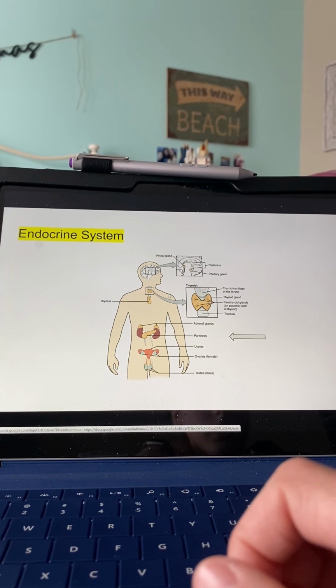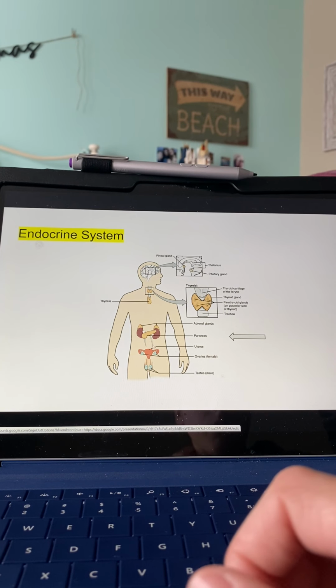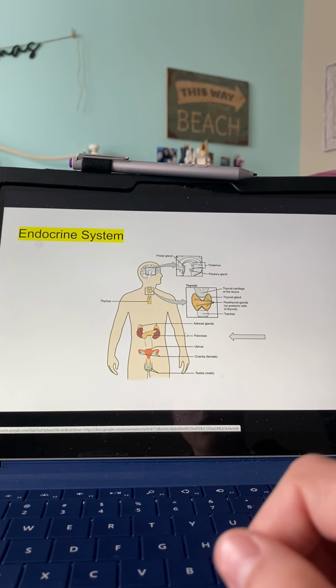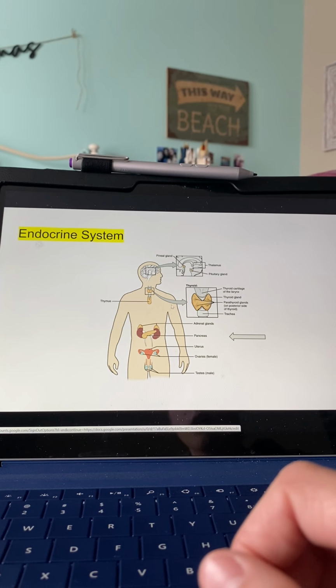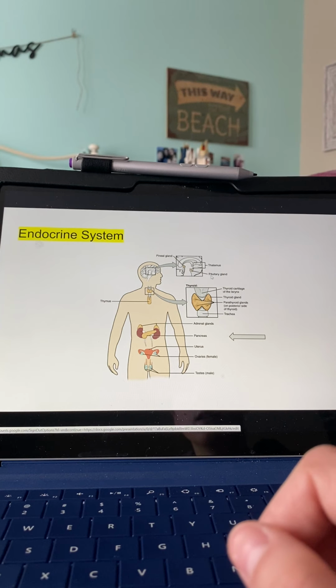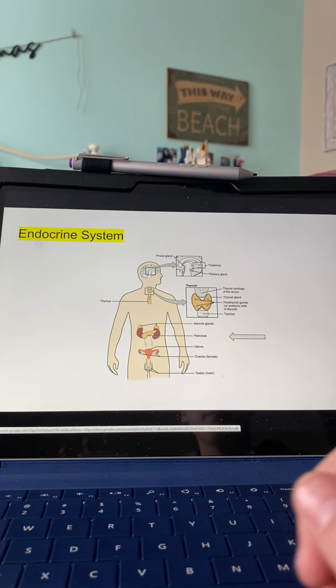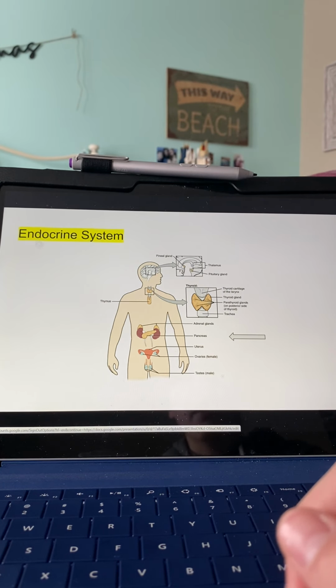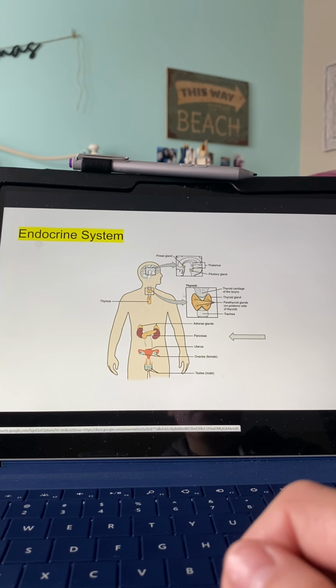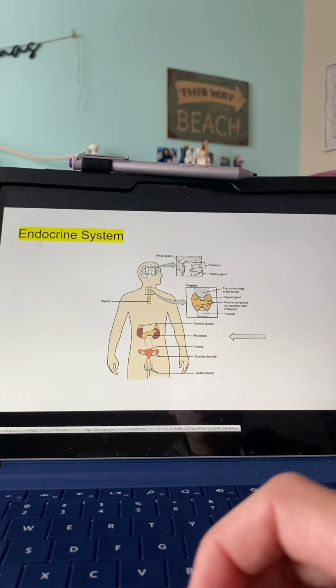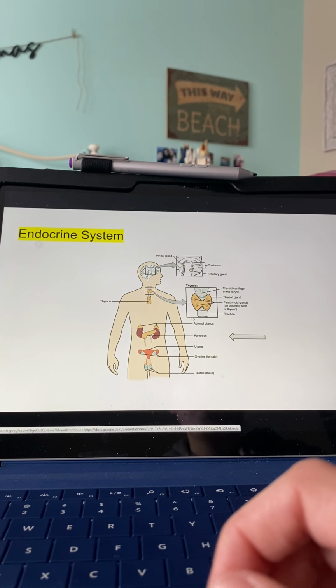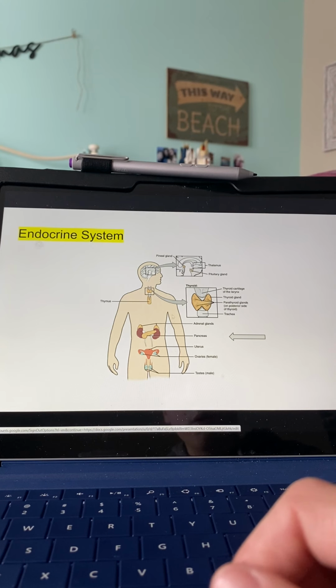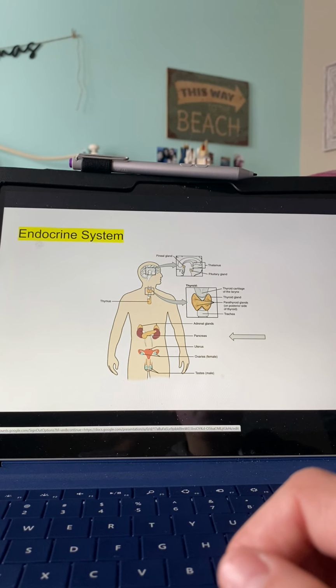Also part of the endocrine system are our reproductive functions, our adrenal glands, our pancreas, our thyroid, our pineal gland, our pituitary gland, the hypothalamus. We actually just talked about this in school. But these are all part of the endocrine system. So people who study the endocrine system are studying all these different hormones. All of these produce different hormones.